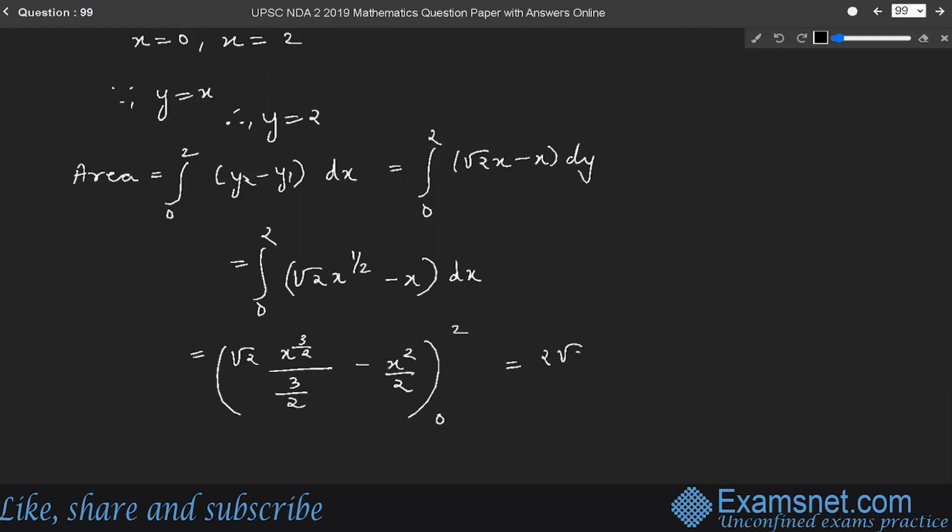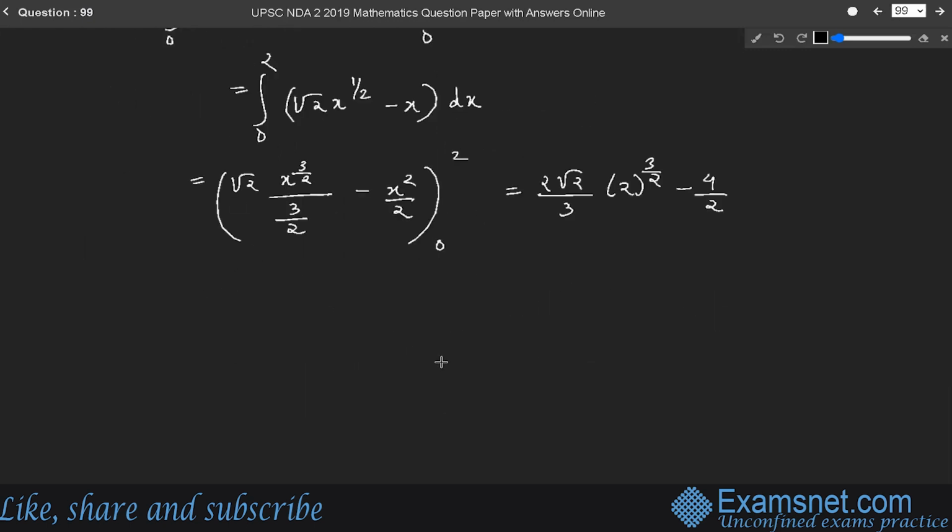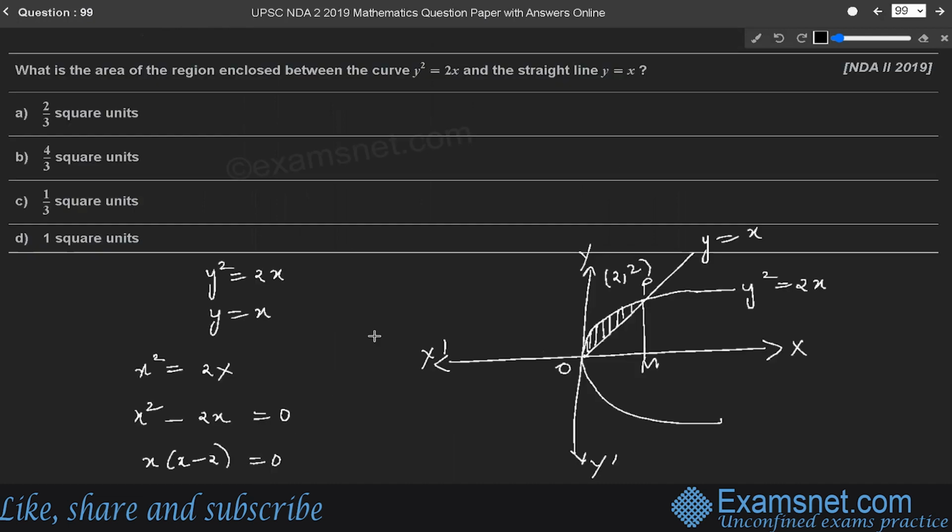So it will be 2 root 2 upon 3 into 2 power 3 by 2 minus 4 by 2, which will be equal to 8 by 3 minus 2, which is equal to (8 minus 6) by 3, which gives 2 by 3. Hence, we can say that the correct answer for this question is 2 by 3. So, option number A is the correct option for this question here.